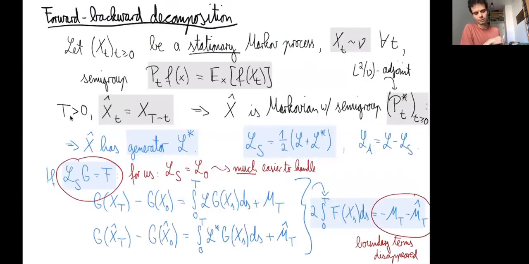Of course, what is really specific here is that the symmetric part is so super nice, and really everything that we hate is sitting in the anti-symmetric part. This is quite peculiar.